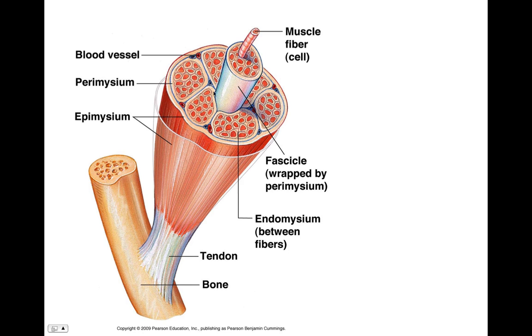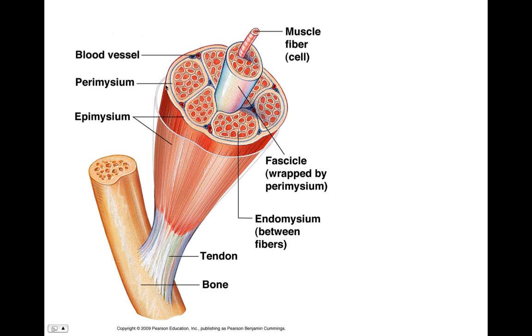fascicle here, and then we're going to take a bunch of fascicles, wrap them in another layer of connective tissue, a much stronger, thicker connective tissue called epimysium. Remember, epi means on top of. So epi is on top of the muscle. So once you've wrapped it in epimysium, you have created a muscle, like the biceps brachii, for example.